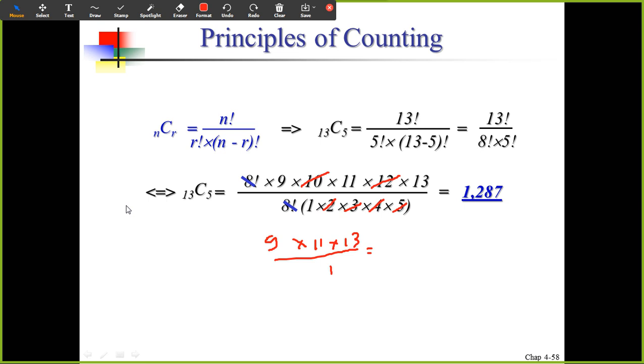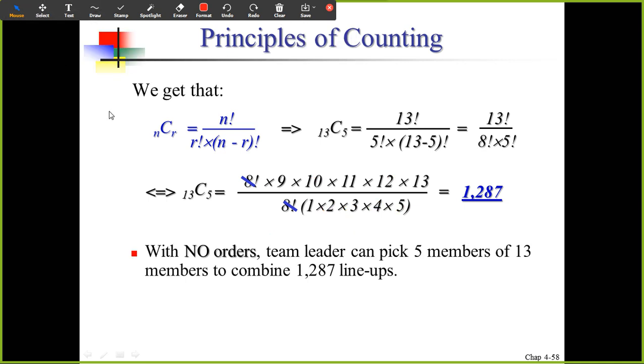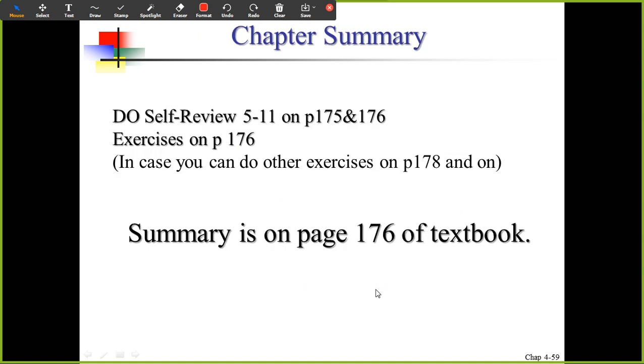Okay, the same example, and the way that we select is also the same, but one thinks about order and the other does not think about order. So the number of arrangements, the number of combinations, or the number of selections should be different. This is the less-than case. If we don't talk about order, we just group them and classify them without any special criteria. That's why we have a smaller number. Okay, with no order, the team leader can pick 5 members from 13 to make 1287 lineups.